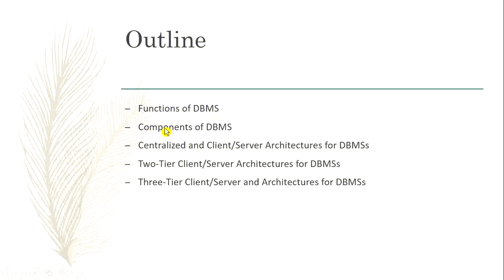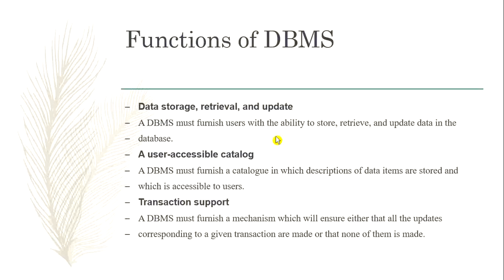Then, what are the different components of a database management system? Then we will discuss centralized and client-server architectures for database management systems. After that, we will discuss two-tier and three-tier client-server architectures for database management systems. So first, let's have a look at the functions of a database management system.